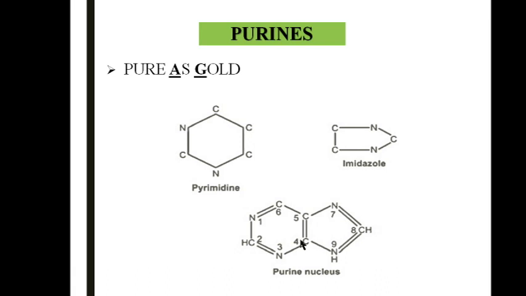When you look at the remaining atoms, which are carbon: C2, C4, C5, C6, C8. These are all carbon atoms present in the purine ring. So it's easy to remember: pure as gold. A stands for adenine and G stands for guanine.